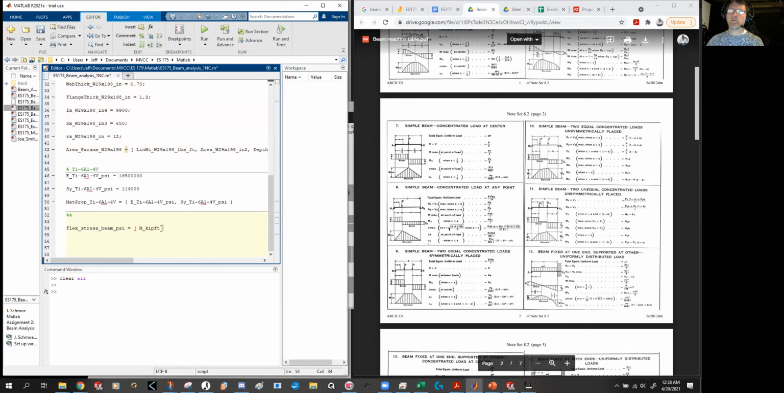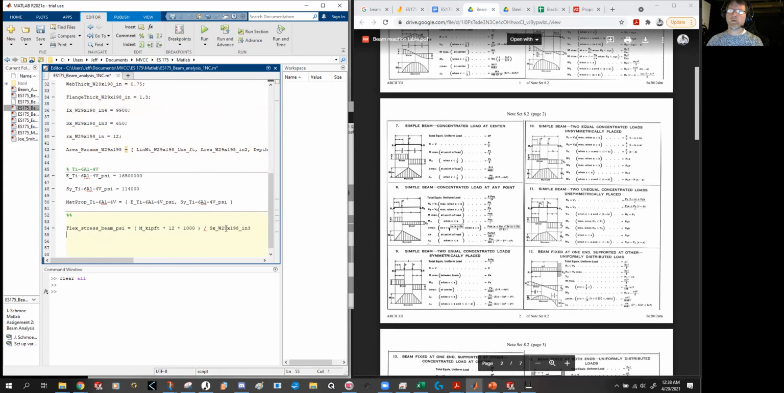But wait, that's in feet. Everything else is in inches, so I've got to multiply by 12. And on top of that, I did the 1 in kips, whereas I want it in PSI here, so I've got to multiply by 1,000 pounds per kip. All right, so watch out for that. And then I'm going to divide it by the S, which is this one right here.